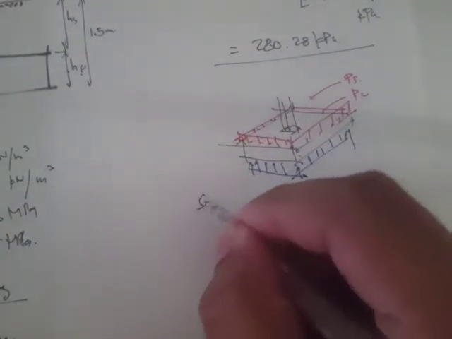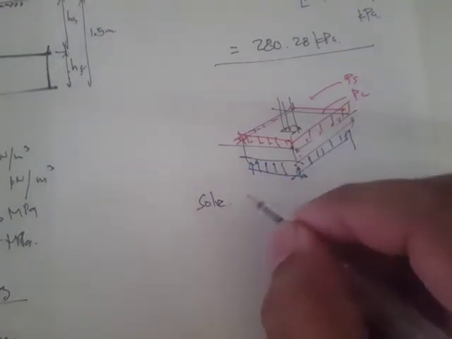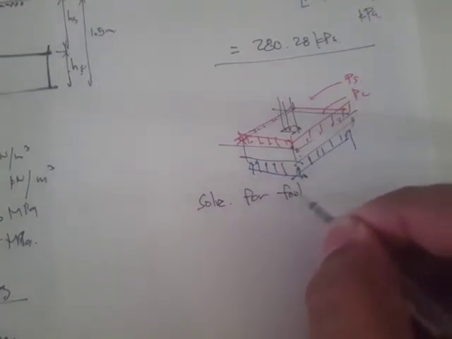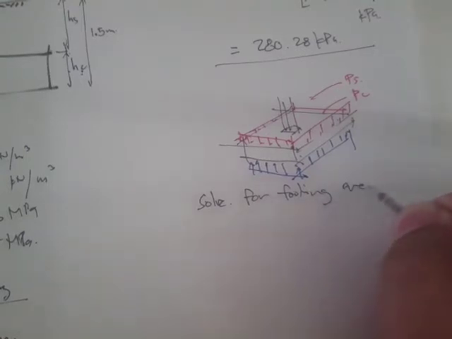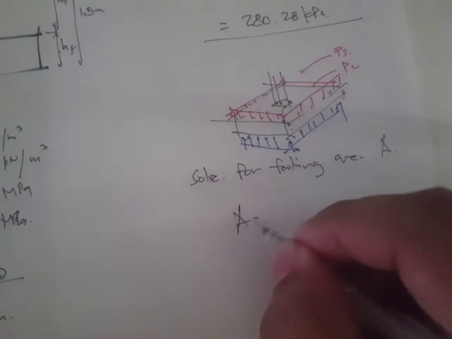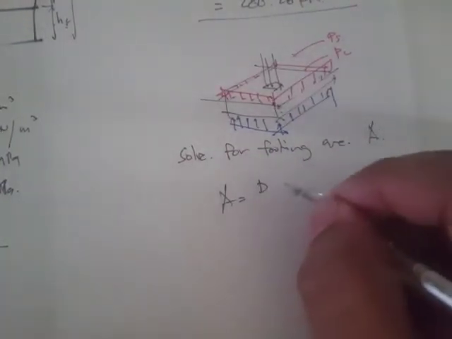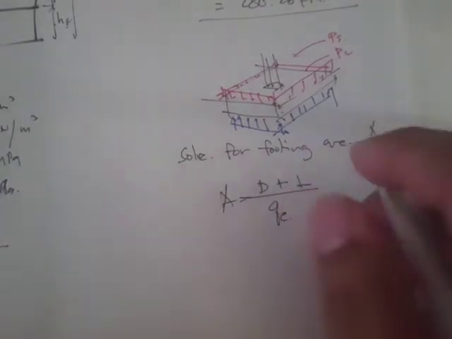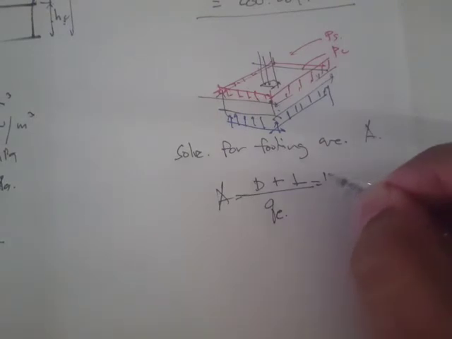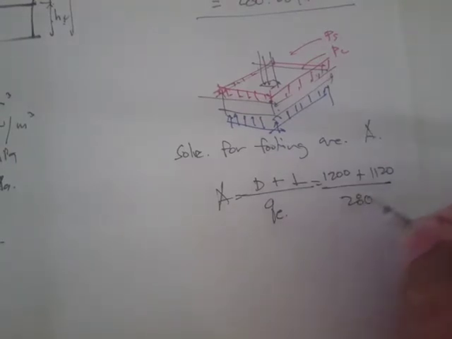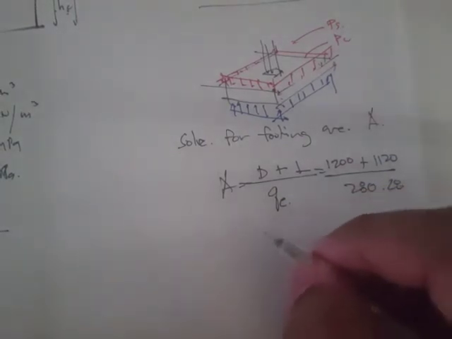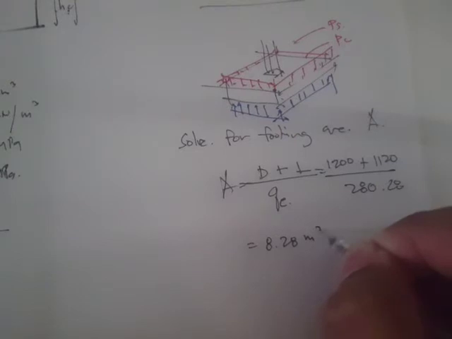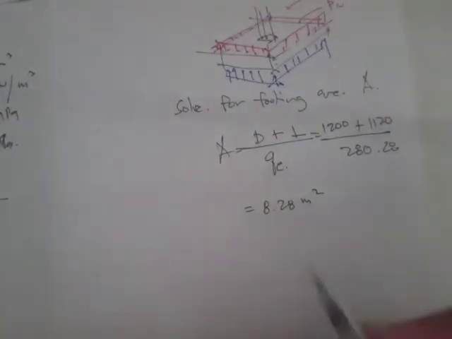So that's it. Since we now have the effective soil pressure, then we can solve for the footing area. Okay, so A is simply the unfactored loads, dead plus live, all over the Q effective, and that's going to be 1,200 plus 1,120 all over 280.28. Now, if you solve this, what you get is 8.28 meter squared. Okay, so this is our area.